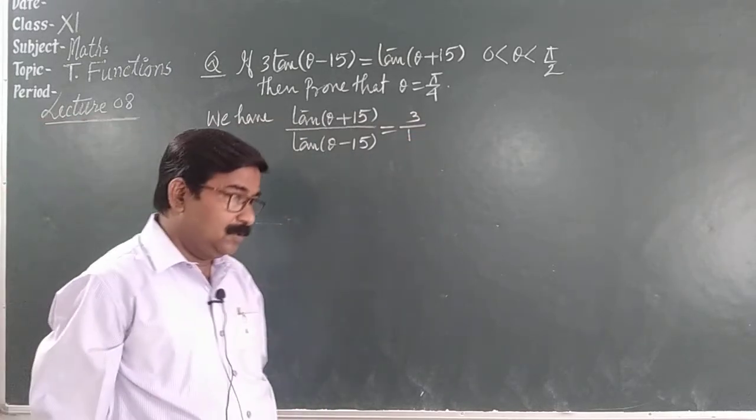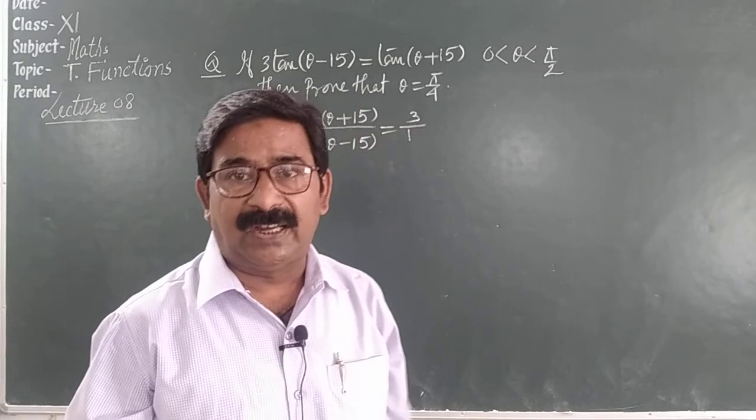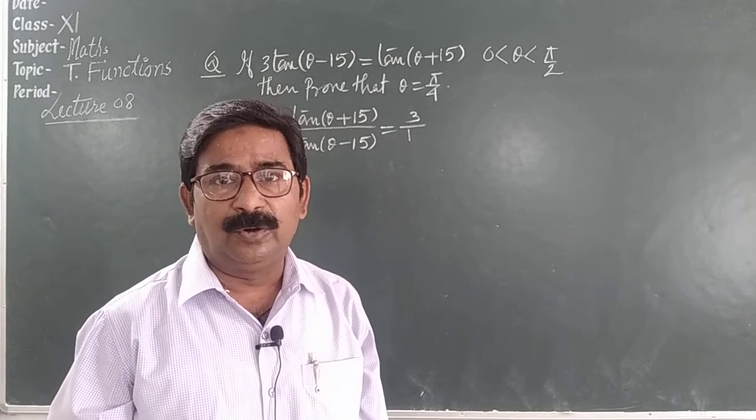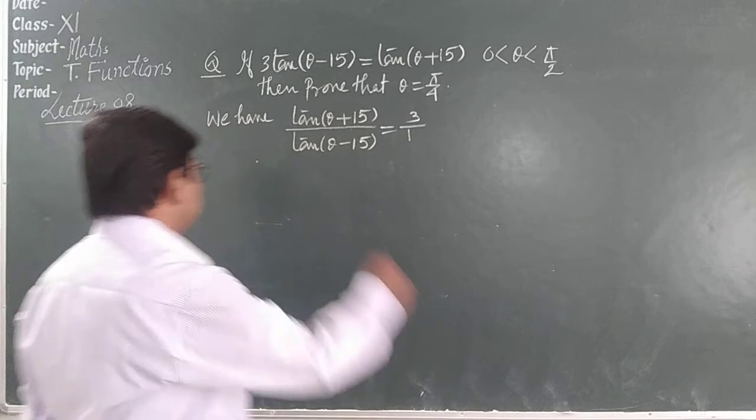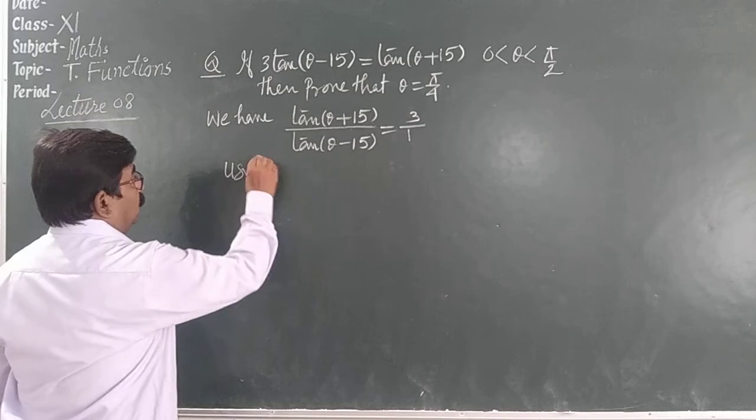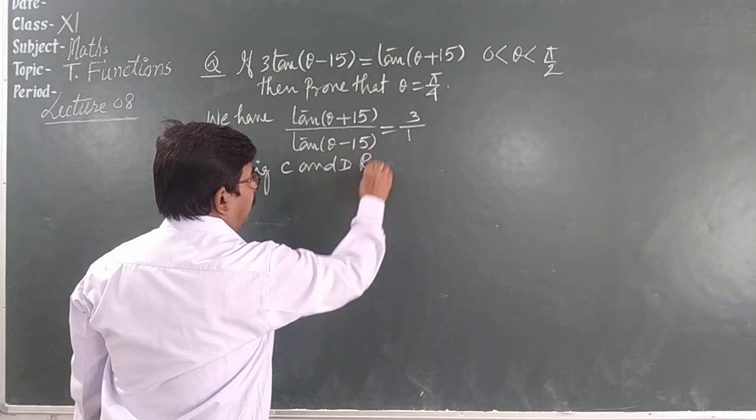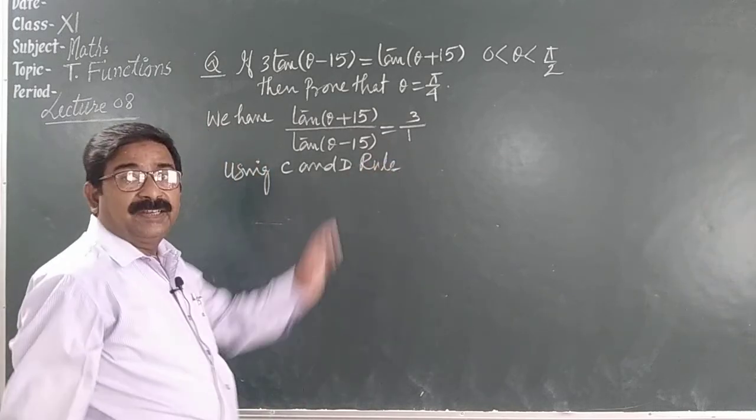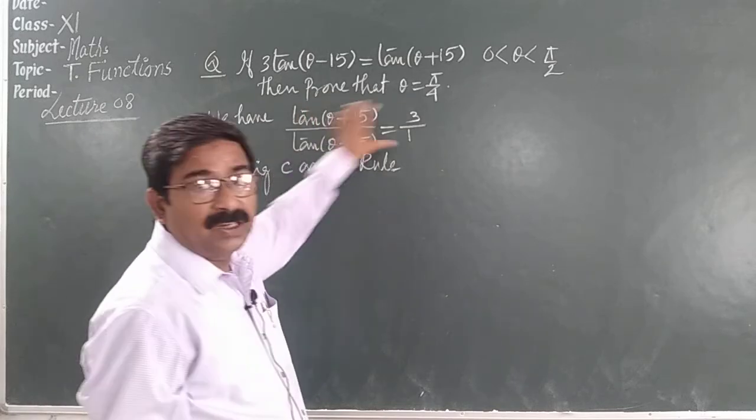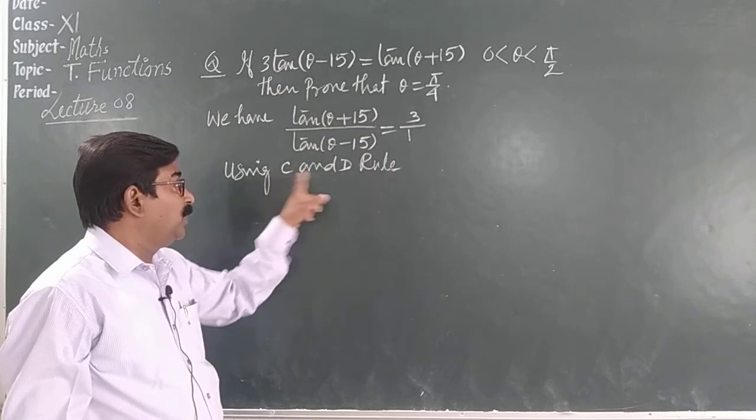Now there is a rule in ratio and proportion, I think you know it: componendo and dividendo. What is this? I am telling you. Using the C and D rule, componendo and dividendo rule, which is applied in proportion when two ratios are given equal to each other. So we apply the C and D rule.